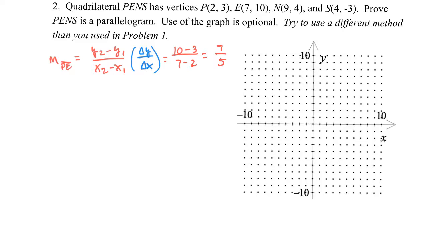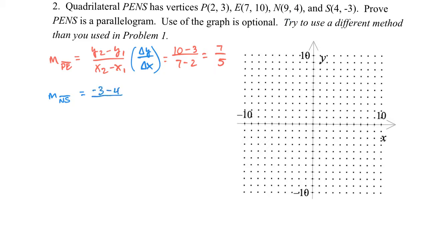Now its opposite side is going to be NS. So the slope of NS. I won't write in the formula this time because I already did it. So my y2 is going to be -3 subtract 4.